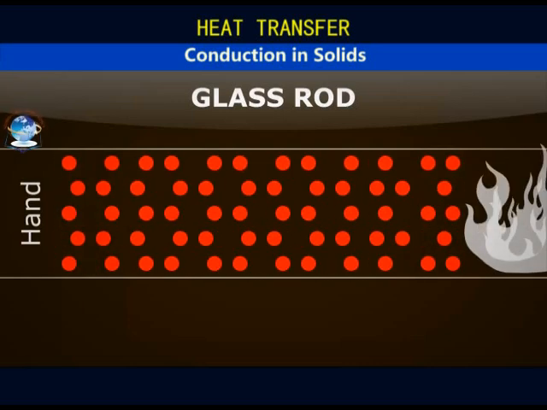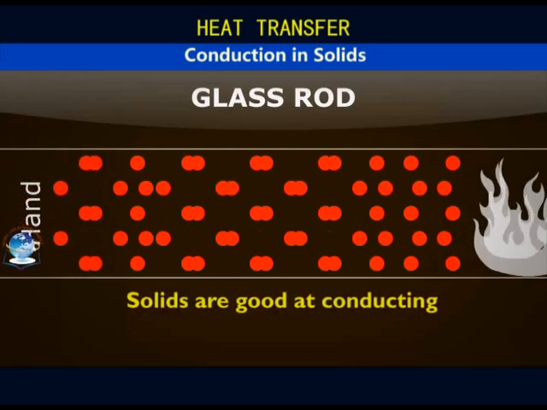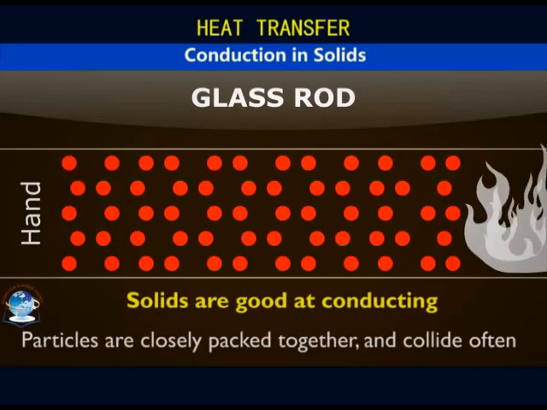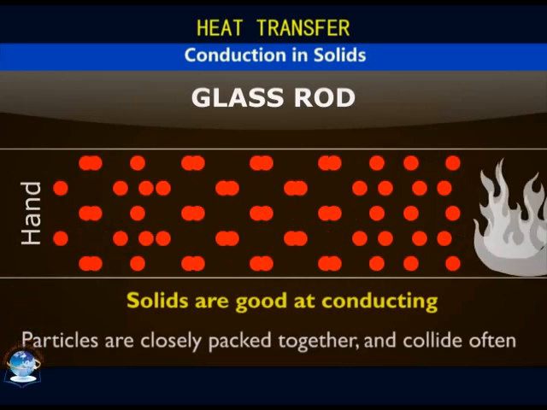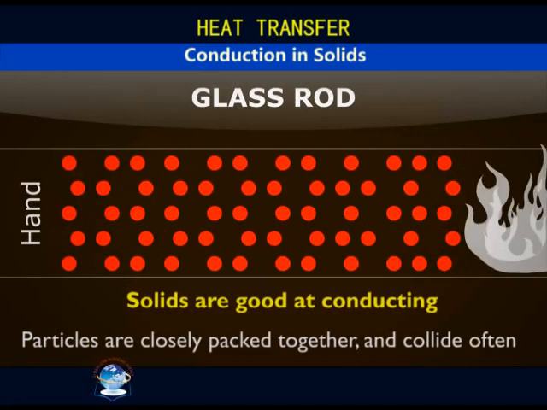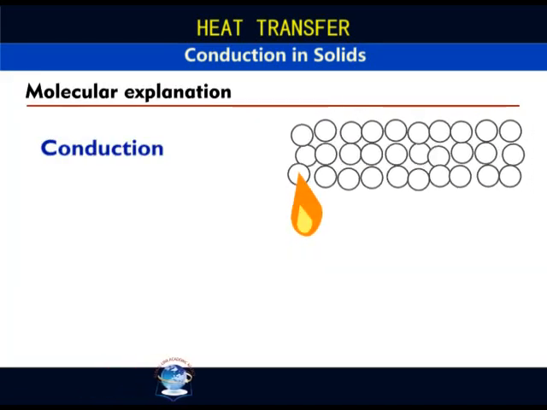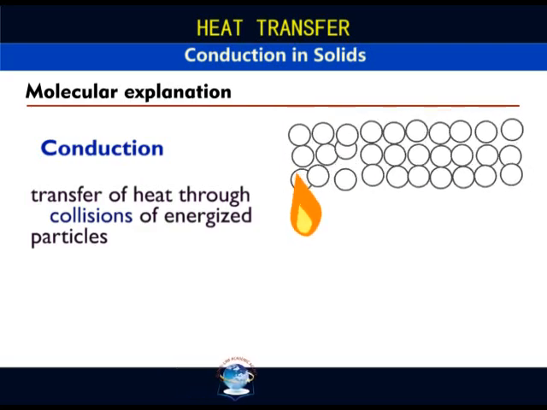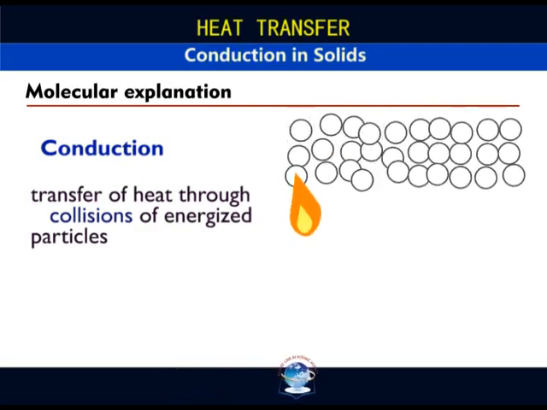This is how conduction occurs in most normal solids, and this is why solids are good at conducting heat, because the particles are so close together and they collide very often. And so at the molecular level, conduction is heat transfer through collisions of energized particles.